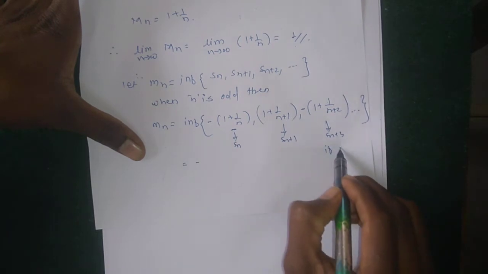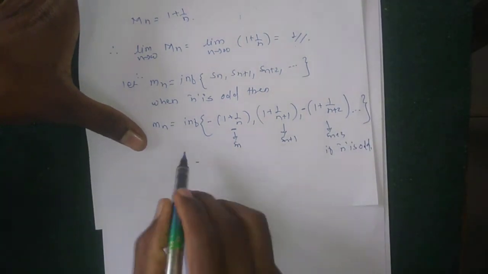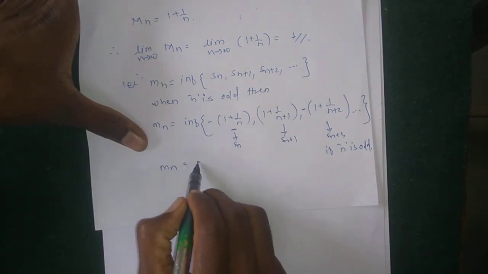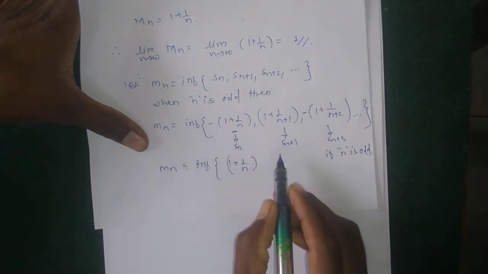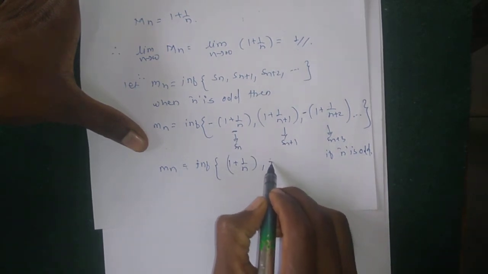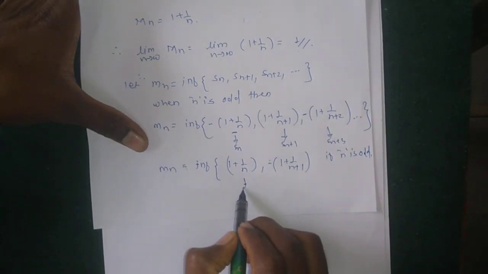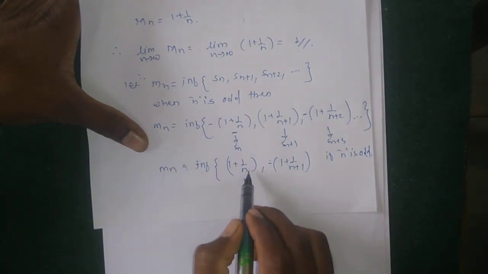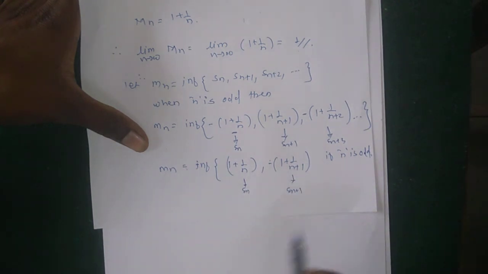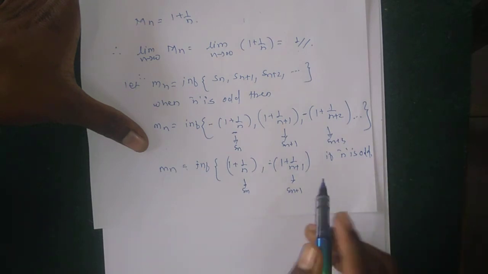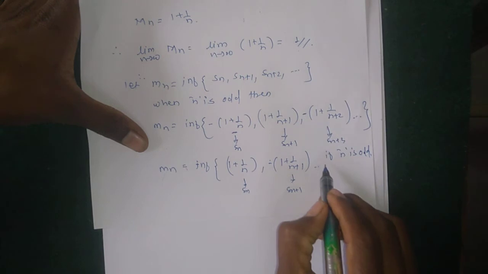If n is odd, and for the second case, if n is even, then Mn is equal to minus of 1 plus 1 upon n plus 1, because this is Sn, put n is equal to n, this is Sn plus 1, put n is equal to n plus 1, then the next term, putting n is equal to 2, suppose. In this way we get the values.